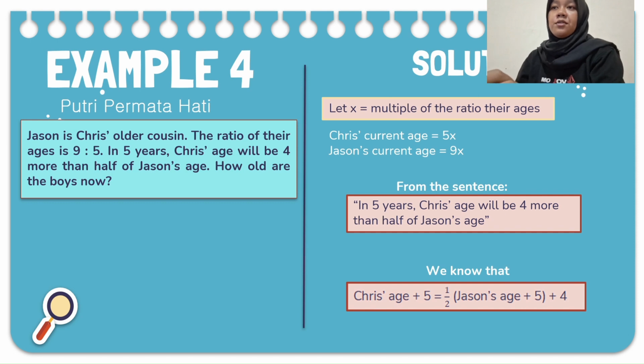Okay, this is the solution. Let x be the multiple of the ratio of their ages. So, Chris' current age is 5x and Jason's current age is 9x. From the sentence, in 5 years, Chris' age will be 4 more than half of Jason's age. And we know that Chris' age plus 5 is half of Jason's age plus 5, plus 4.